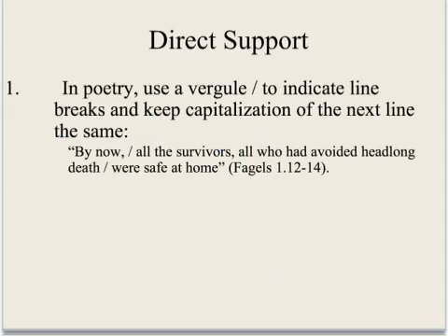Another convention for direct support when you're quoting from poetry is to use a virgule, and that's this slanted line. And notice this is how it would look in the original text. So there's actually a space on both sides of the virgule. Okay, right there, right there.